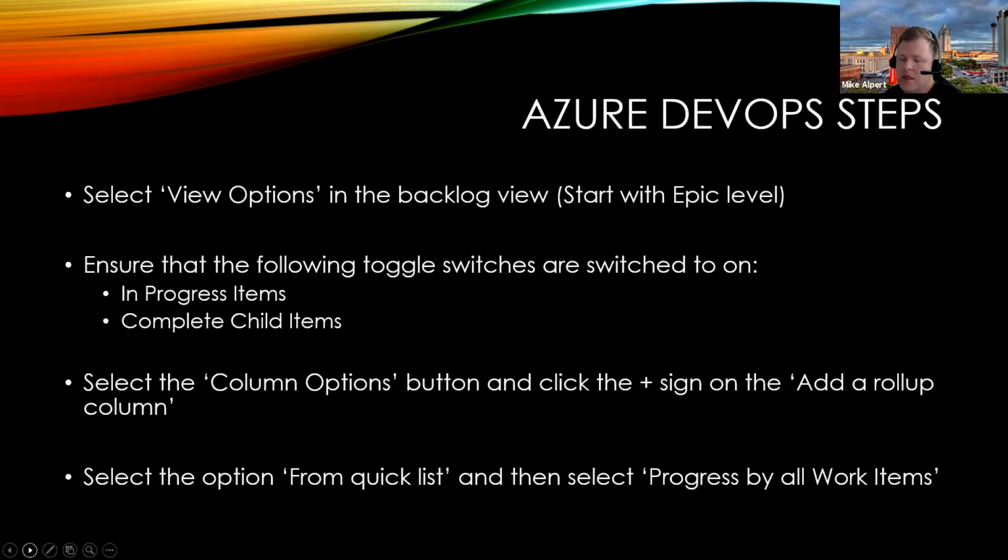To be able to turn this on for your backlog, you want to select your view option where you actually want this to show. I suggest start with the epic level, and you can add this to the other levels of your backlog. Next, you're going to ensure that the toggle switches for in-progress items and completed child items are on. Next, you're going to go ahead and select the column options, hit the plus sign, add the rollup column, and then select from the quick list the progress by all work items. And that's it. And the system should refresh and show you the percentages. But let's go to the backlog and show you exactly what I'm talking about.